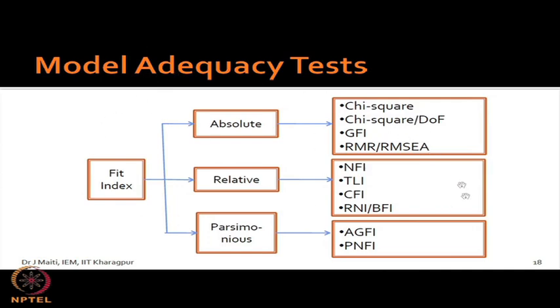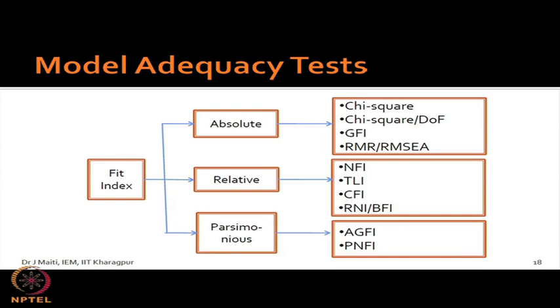Now, in the model adequacy test, in the last class also I told you about fit indices. There are three types of fit index: absolute fit index, relative fit index, and parsimonious fit index. Under absolute fit index there are many indices like chi square by degree of freedom, goodness of fit index, root mean square residual, root mean square error of approximation, then relative fit index. These are the standard indices available in any literature related to structural equation modeling.